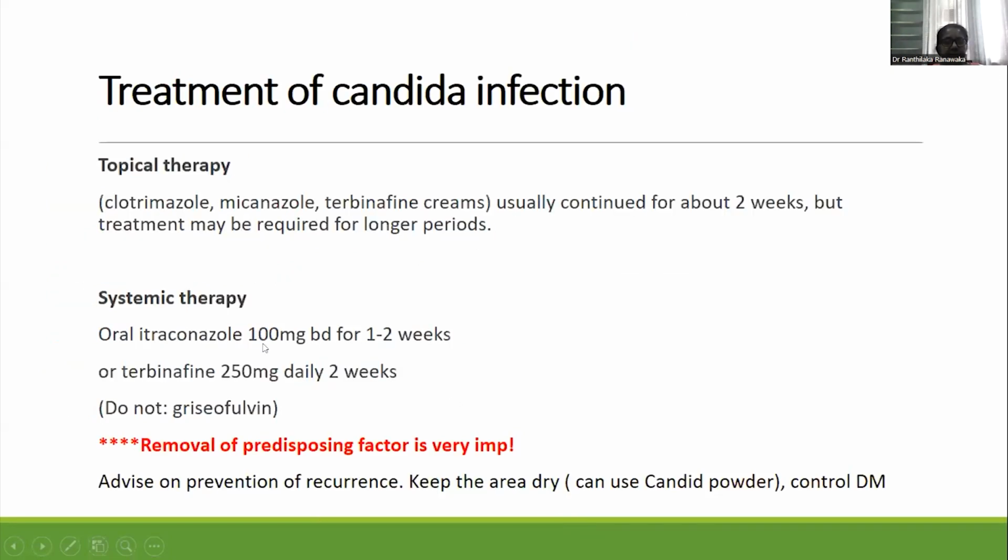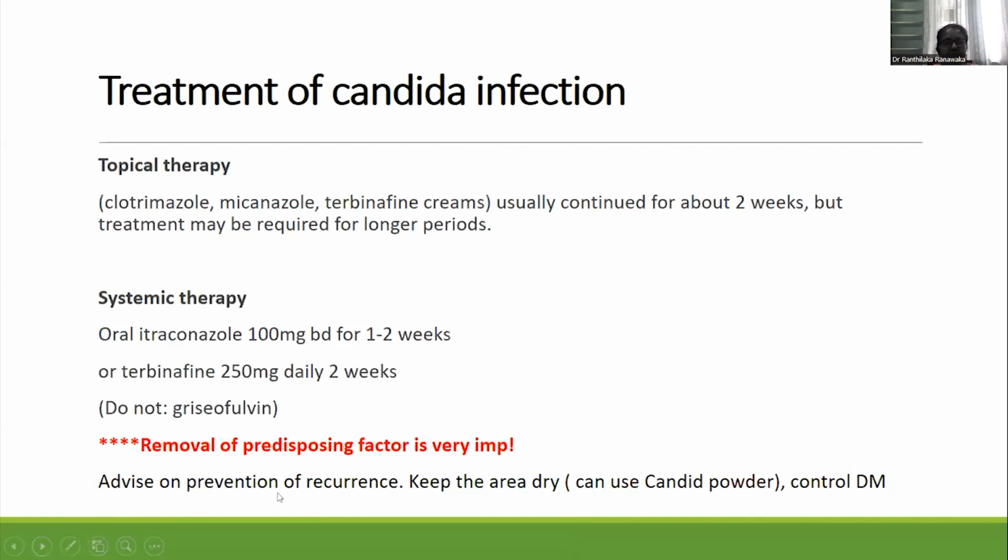Itraconazole we give for 2 weeks, terbinafine 2 weeks. So you can see now for candida infection, we treat only for 2 weeks. Because what is most important thing is removal of predisposing factor. Without that, no use of treating candida infection, right? Because it will recur again.